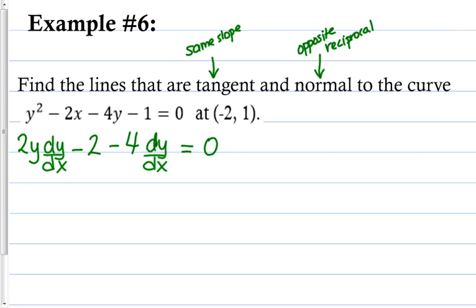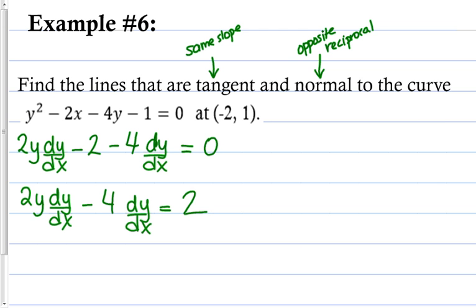I need to isolate the dy/dx's, and I need to move anything not attached to a dy/dx. So let's see. This is going to stay here: 2y dy/dx. The negative 2, that baby's moving over as a positive 2 to the other side. So minus 4 dy/dx. And like I just said, that negative 2 came to the other side as positive, right? Because I added 2 to both sides.